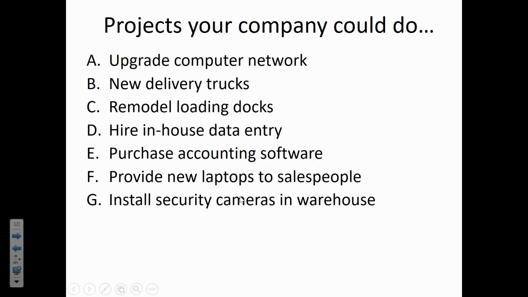Some alternatives are mutually exclusive, which means you can only pick one thing. But a lot of the time, you can do more than one project at a time. You know, an architect or a software engineer, lots of different companies may have a lot of different projects available to them. And so let's say that we've got these projects that our company could do. Upgrade a computer network, new delivery trucks, remodel the loading docks, and so on.